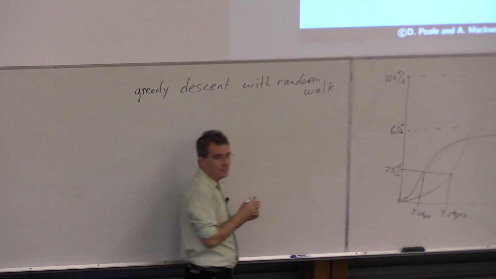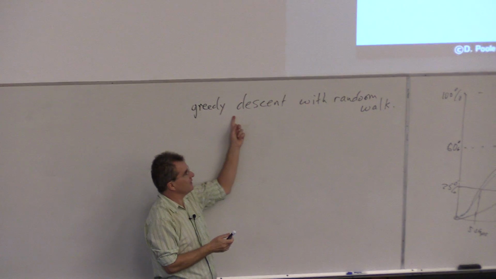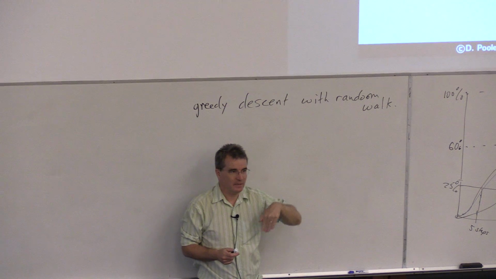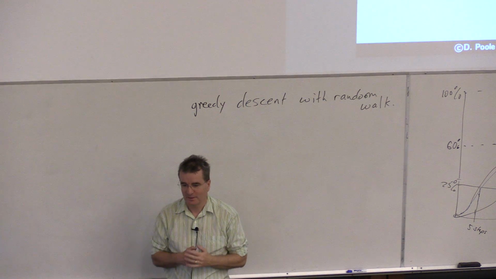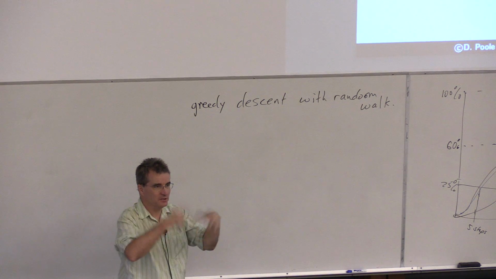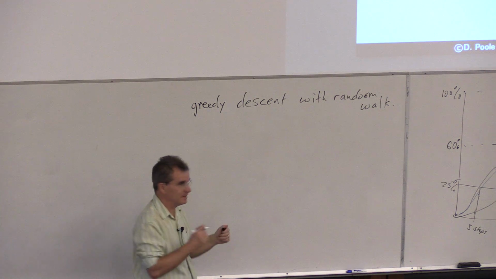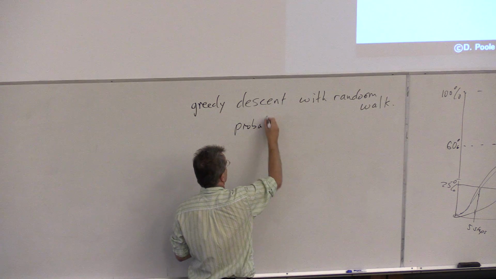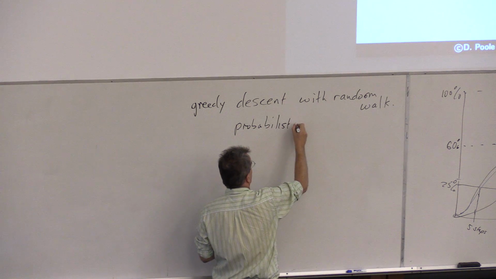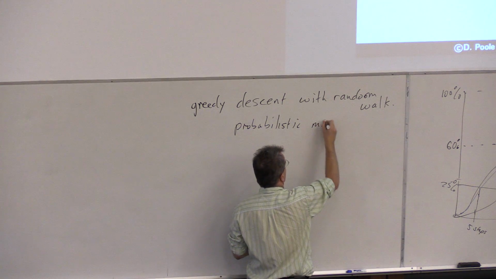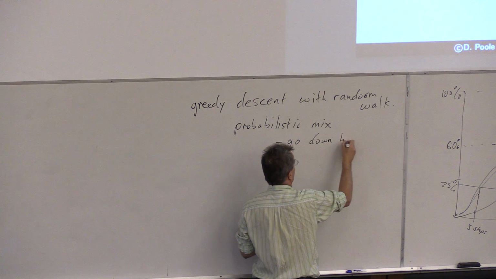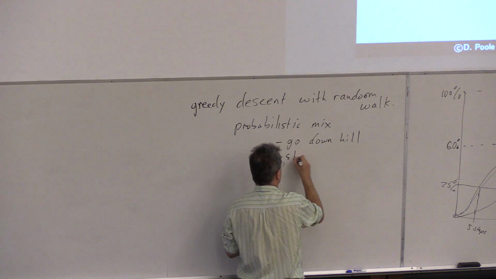So some of the time we're going to do greedy descent, some of the times we can do random walk. Greedy descent means downhill in this slope, and random walk means we're going to do some steps at random. So most of the time there's a probabilistic mix: you go downhill, otherwise you step randomly.